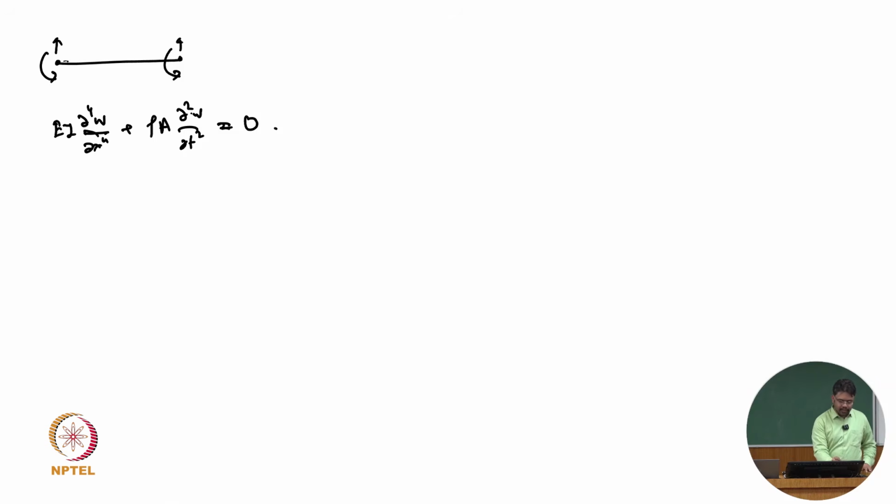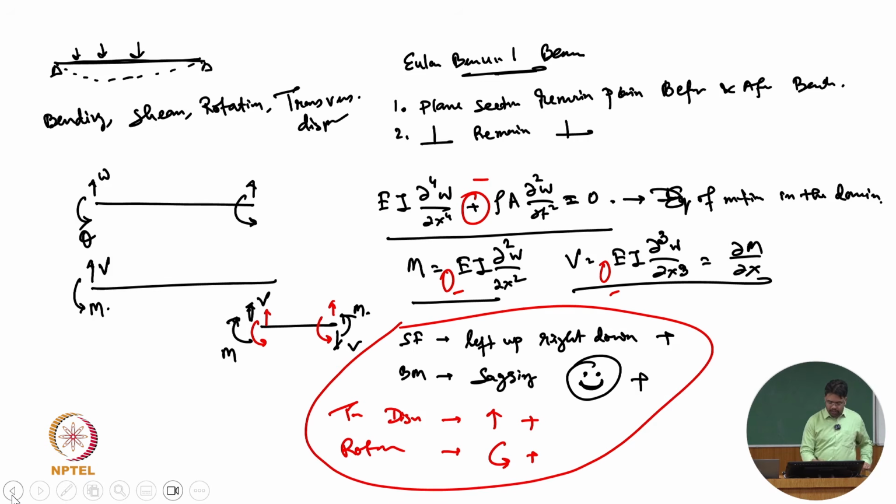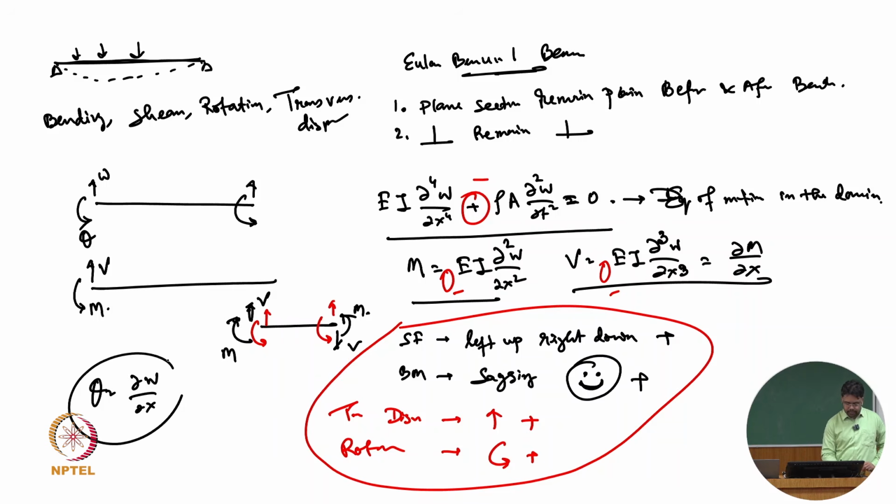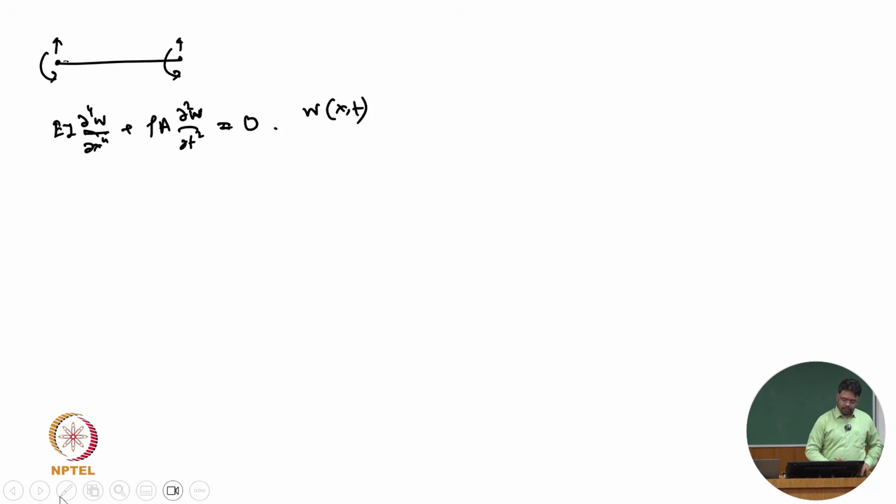What are the parameters associated here? We have W, which is basically a function of space and time. And we have bending moment, shear force, displacement, and rotation. Oh yeah, there is another important thing I missed, that is the definition of rotation. Theta is basically equal to del W over del x. So W equals W of x comma t, fine.